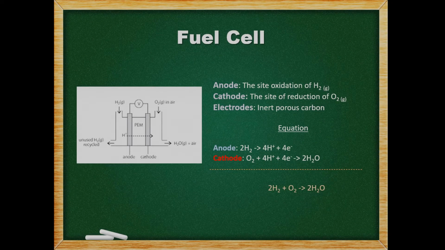Finally, the last electrochemical cell is called the fuel cell. Fuel cells are found mostly in electric cars or rocket ships. The anode is the site of oxidation of hydrogen gas, and the cathode is the site of reduction of oxygen gas. The electrodes in this case are inert carbon. Not only does this reaction provide electricity, but also water as a byproduct.